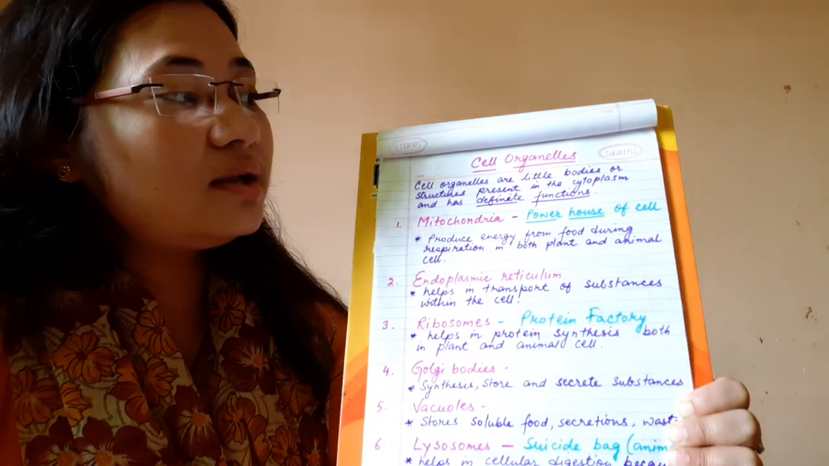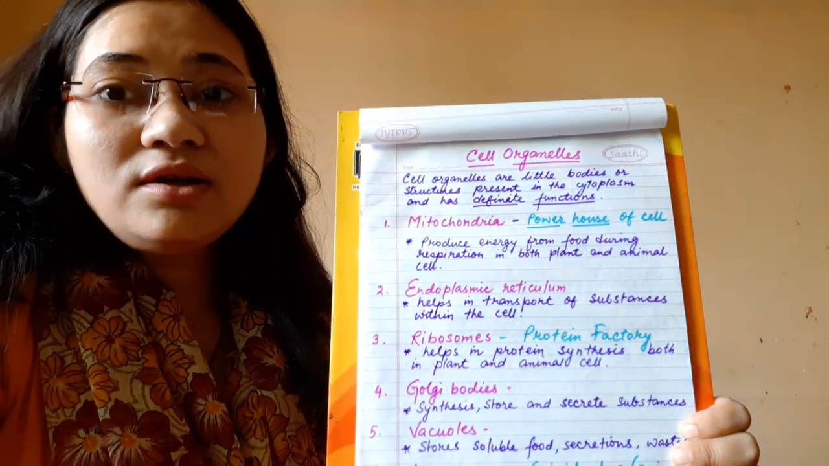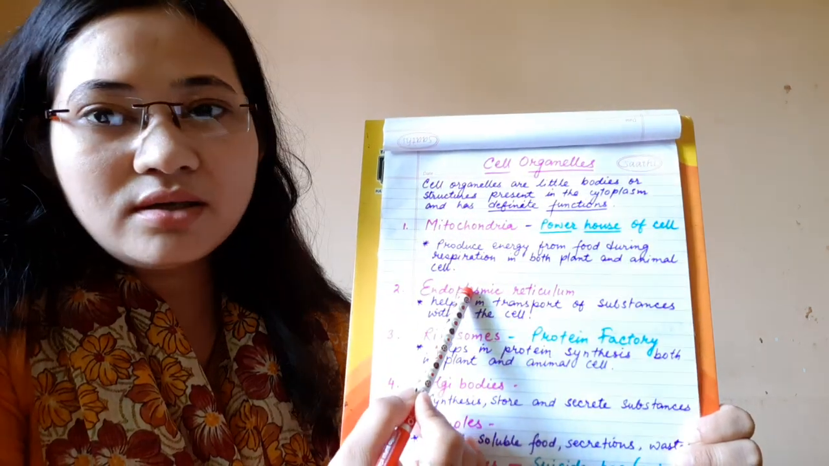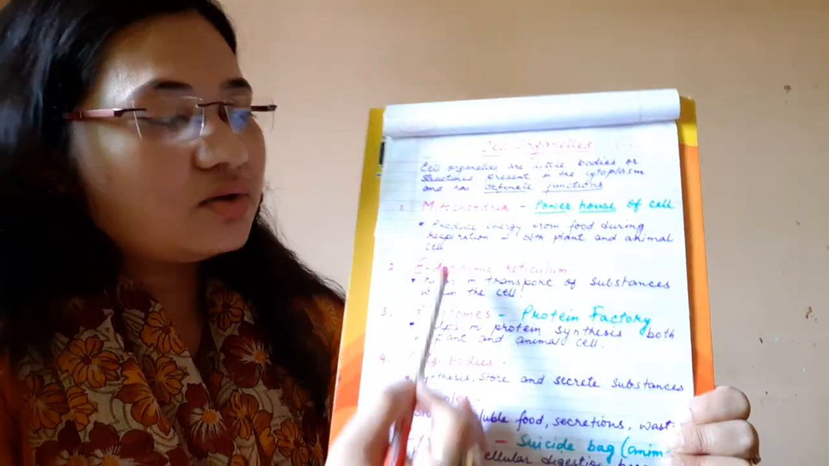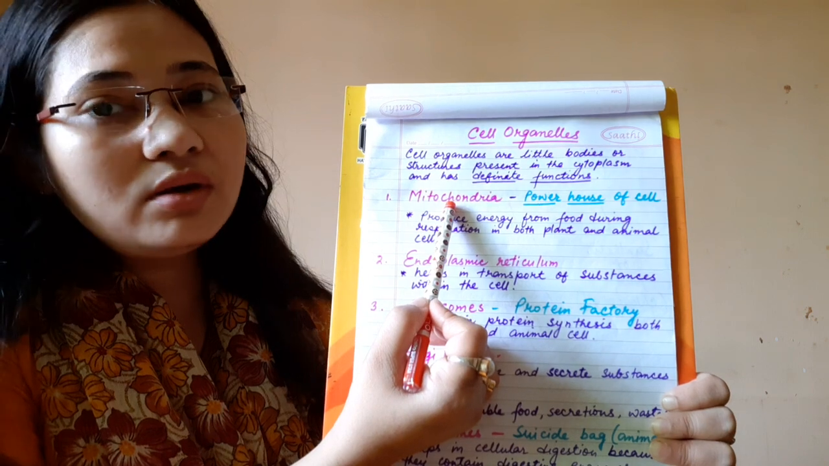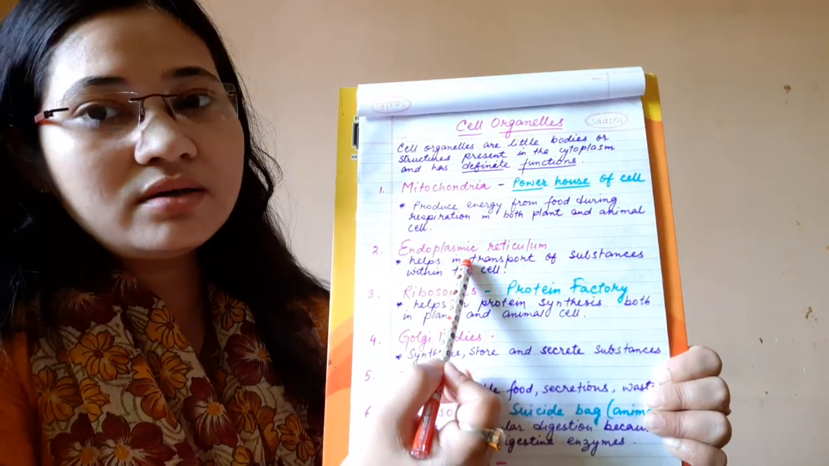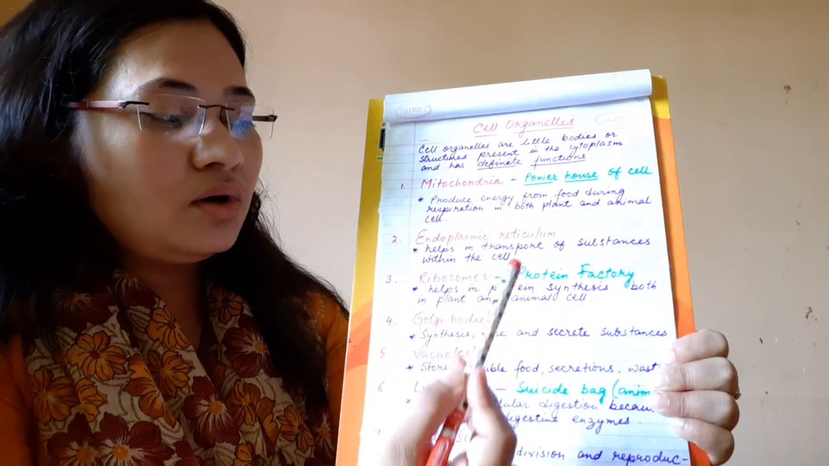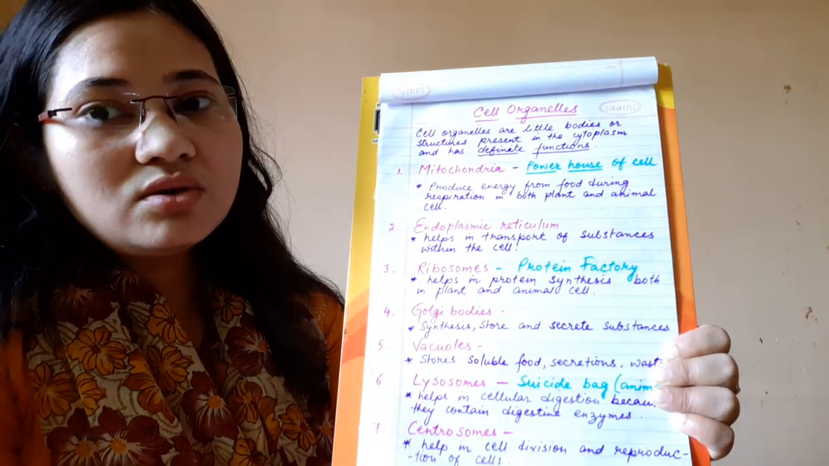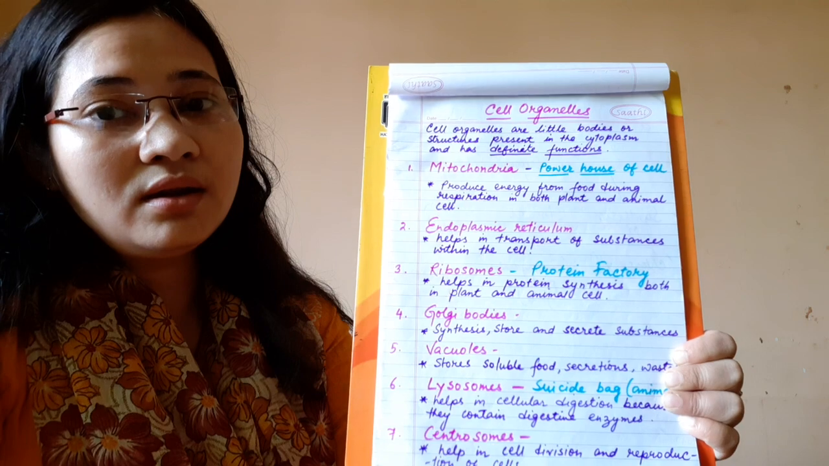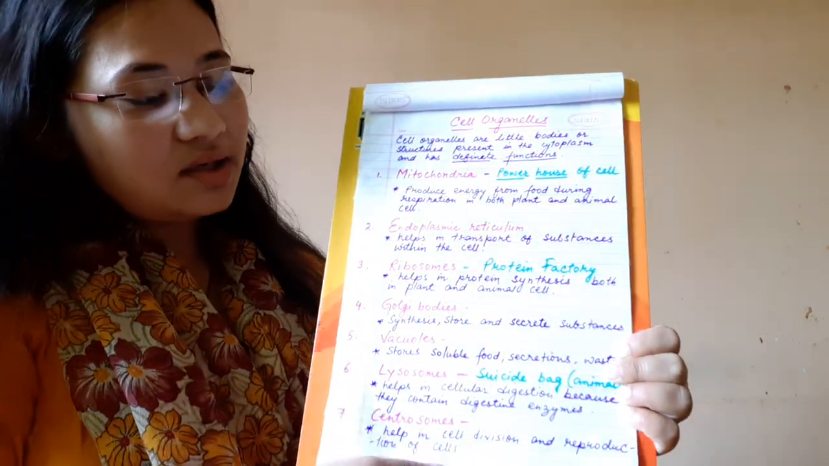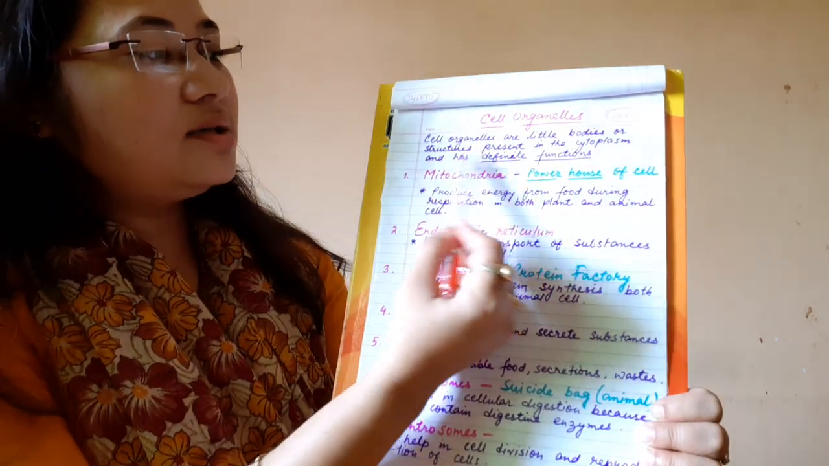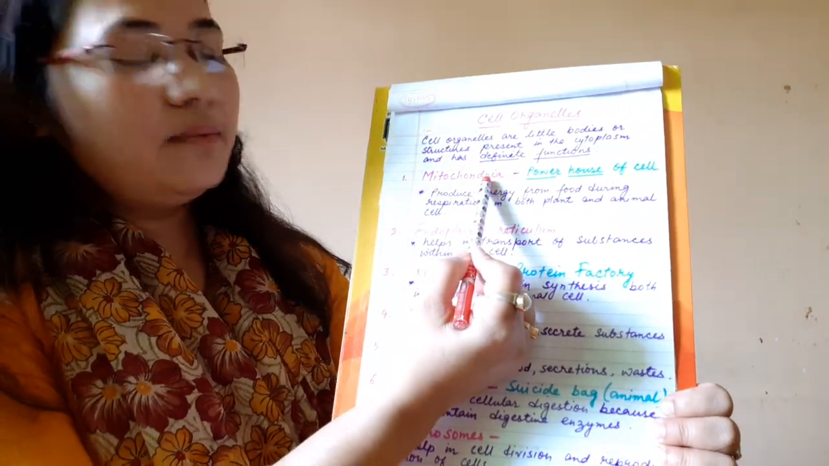Cell organelles have definite functions, like you see here, mitochondria, endoplasmic reticulum, then ribosomes. The function of mitochondria cannot be performed by endoplasmic reticulum. Similarly, the function of endoplasmic reticulum cannot be performed by ribosomes. So they are very, very specific in their functions. Let us now study the different cell organelles and their functions. Let us see the first one, mitochondria.